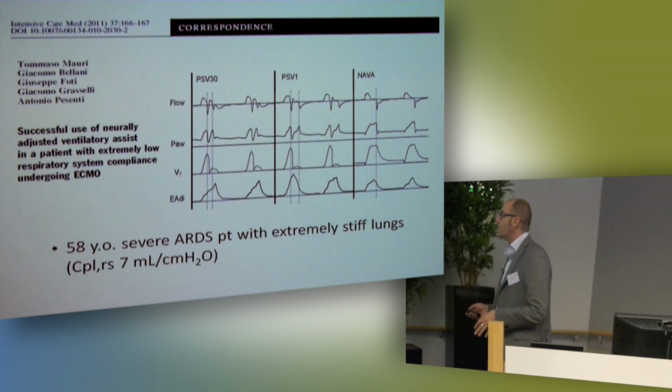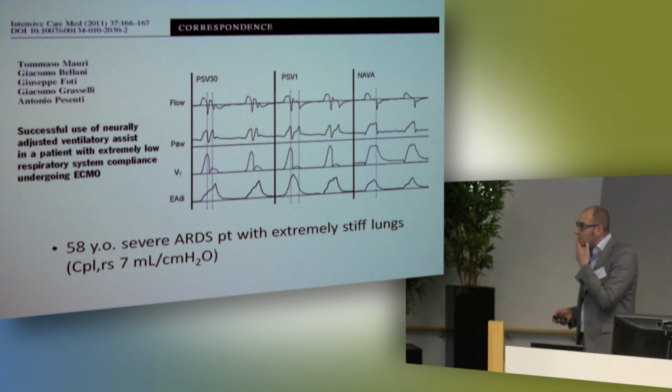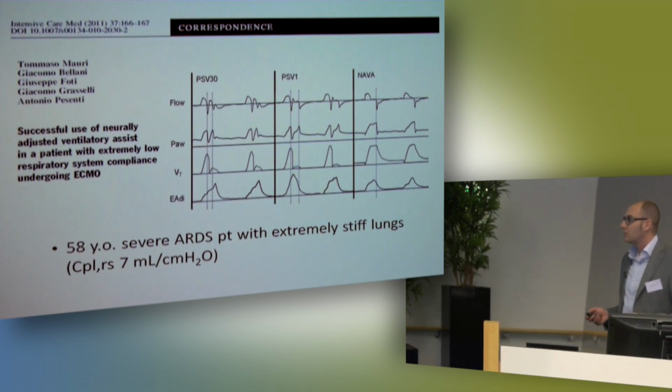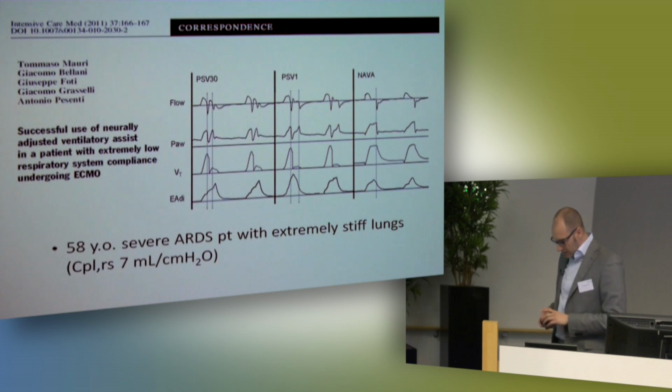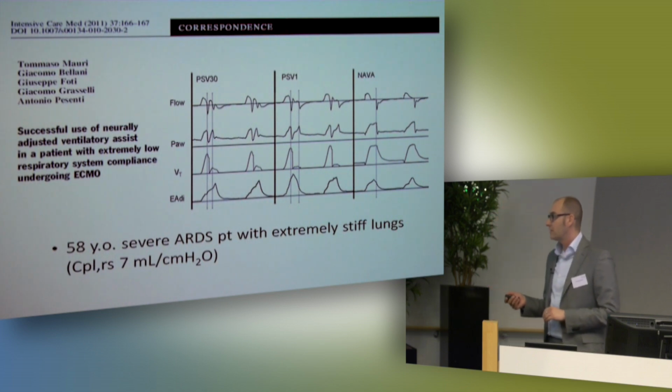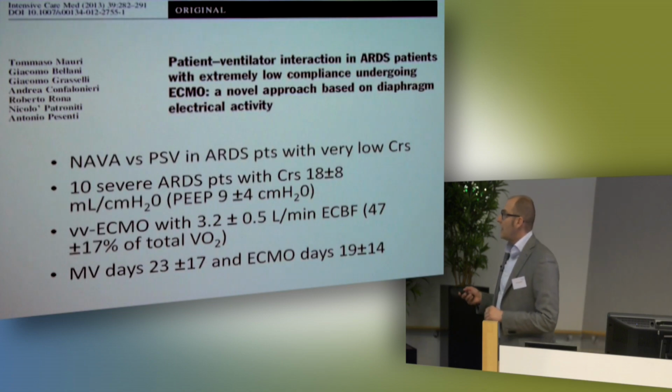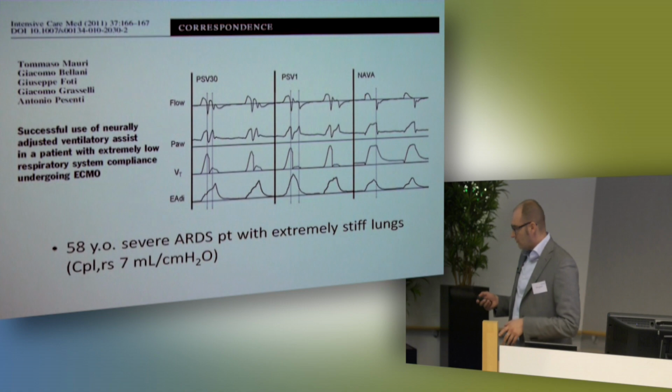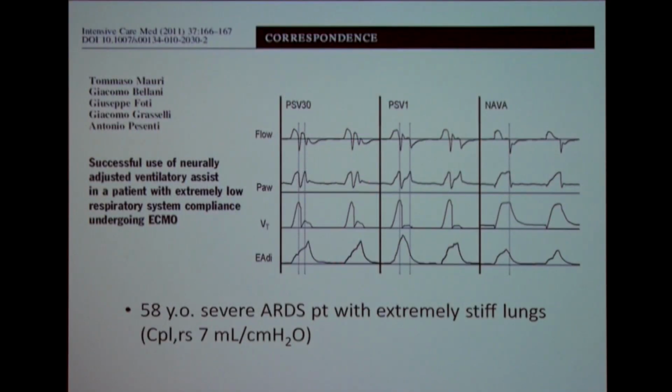This was a patient that we ventilated with NAVA during ECMO. It was a patient with severe ARDS and a very, very stiff lung. You see, this was the respiratory system compliance. It was only 7 ml per centimeter of water. What we did was we tried to ventilate him with pressure support with the usual trigger of 30% of peak flow, and it was impossible because we had a lot of double triggering.